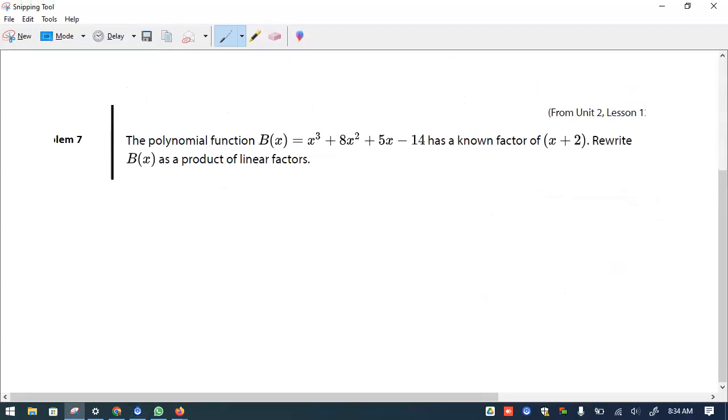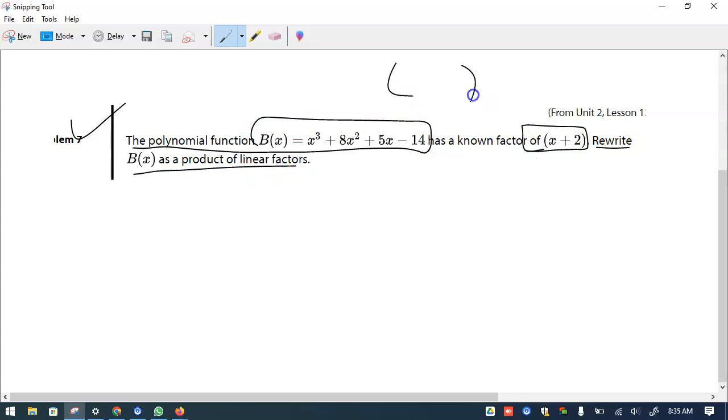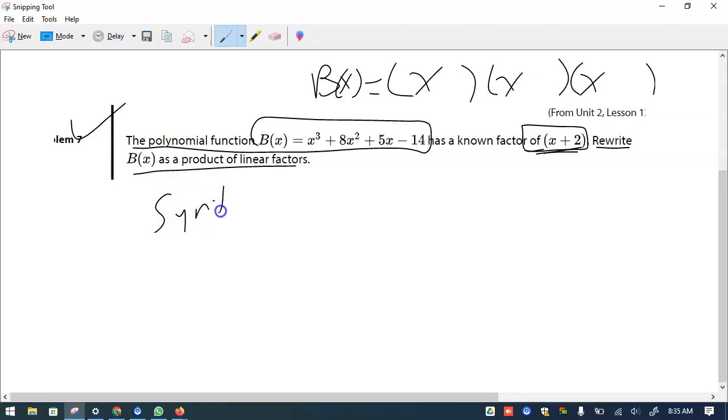So what this question says is, you are given a polynomial and one of the factors is x plus 2. Can you rewrite it as a product of linear factors? That means we need to have three factors like this, x, x, and x. So one of the factors given is x plus 2. We can use synthetic division, which is the fastest way to do it, the one that we were doing.